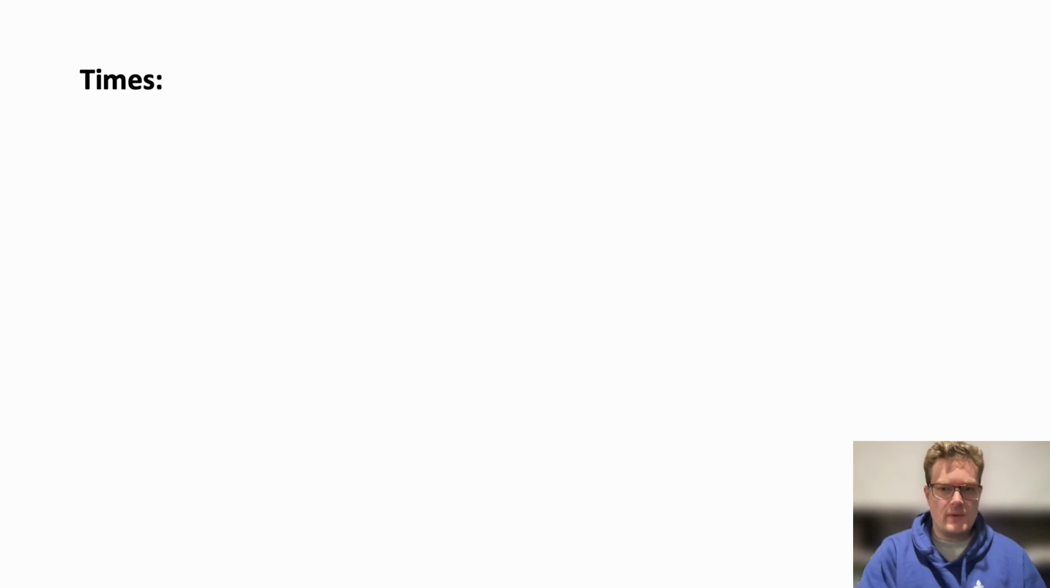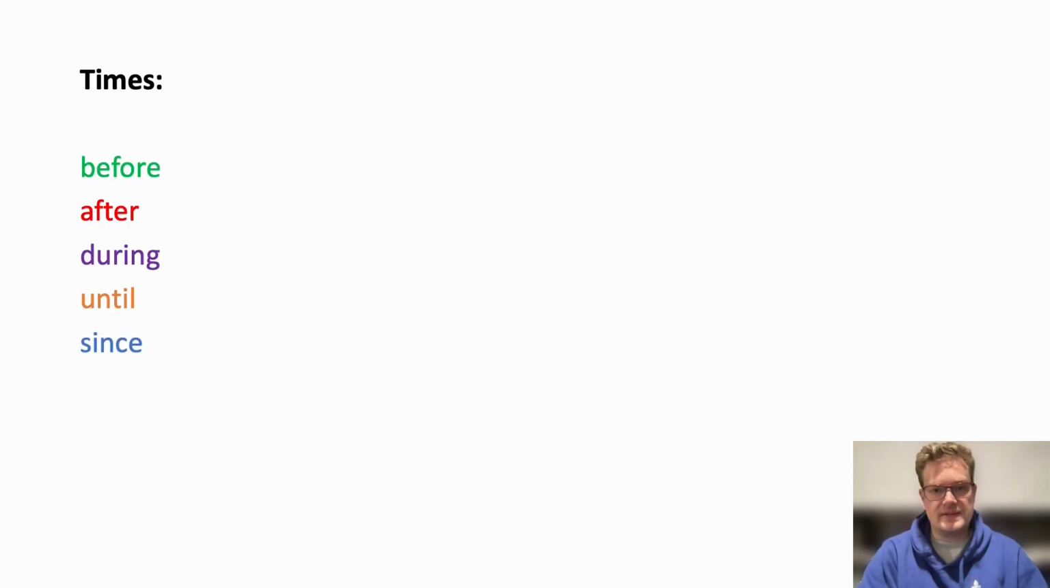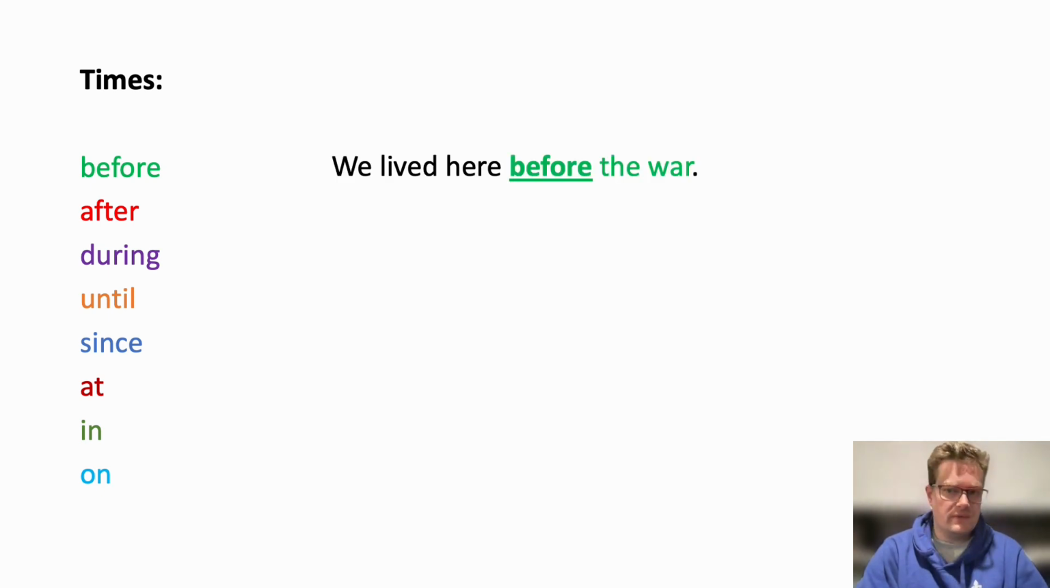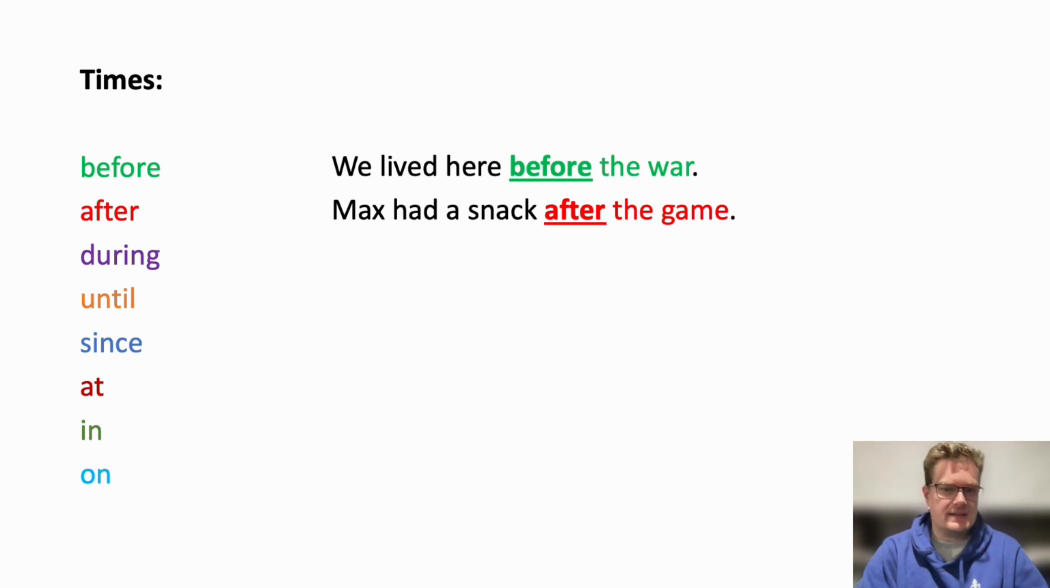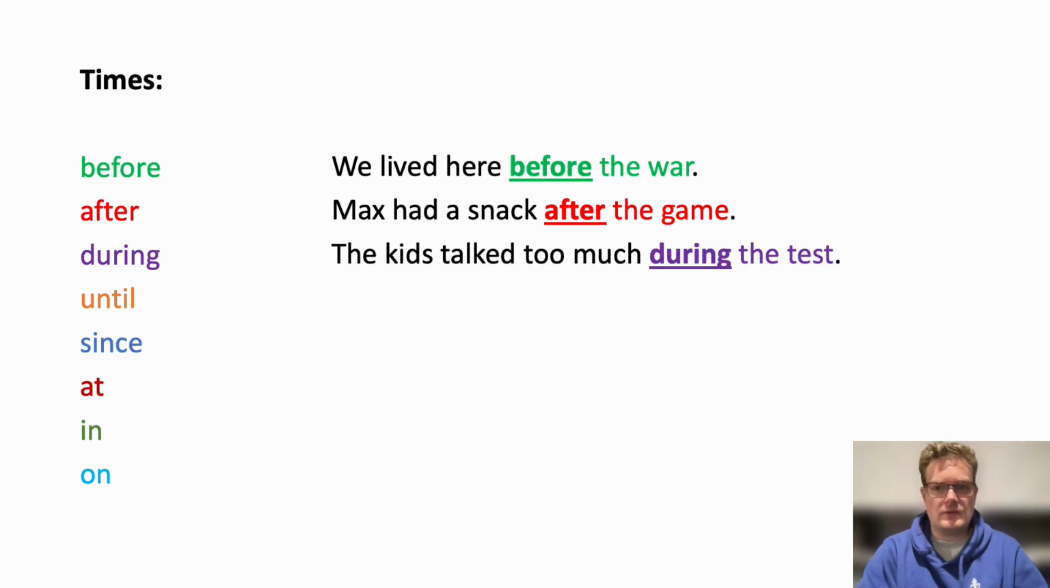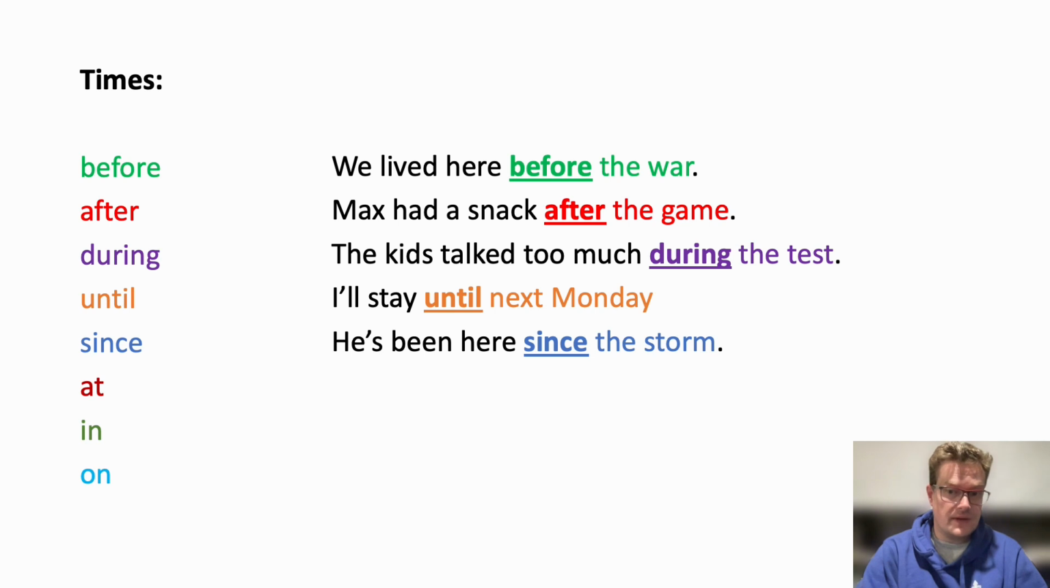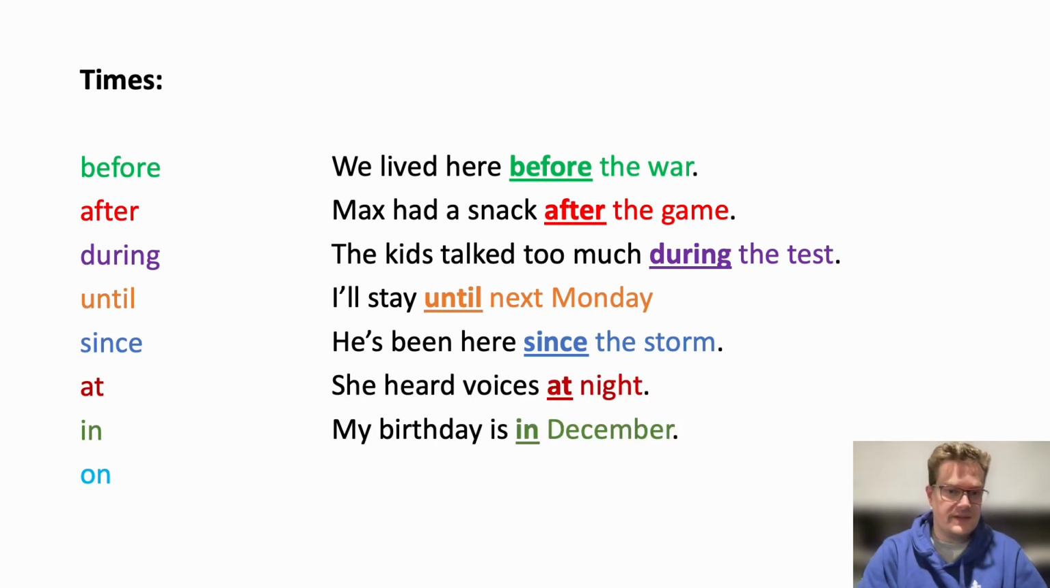You've also got these time ones like before and after or during or until or since or at or in, again and on. In, at and on work for time as well as for location. So some examples might be: we lived here before the war, Max had a snack after the game, the kids talked too much during the test, I'll stay until next Monday, he's been here since the storm, she heard voices at night, my birthday is in December, the test is on Tuesday.